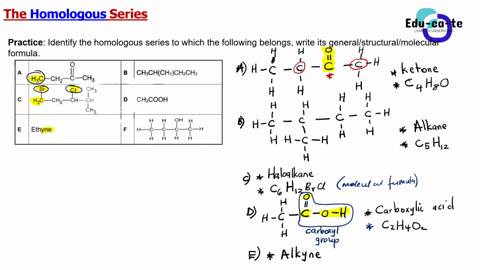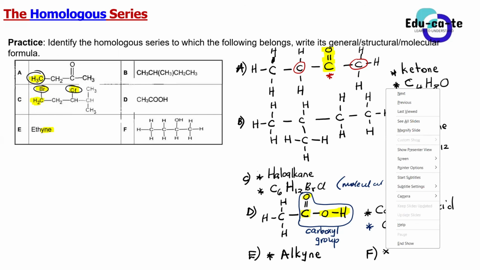And then the last compound, which is compound F. I want the homologous series to which this belongs. Let's hear from Sam. Alcohol, sir. It's an alcohol. Why do you say it's an alcohol, Sam? Because we have OH, sir. Because we've got a hydroxyl group. We call it the hydroxyl group.